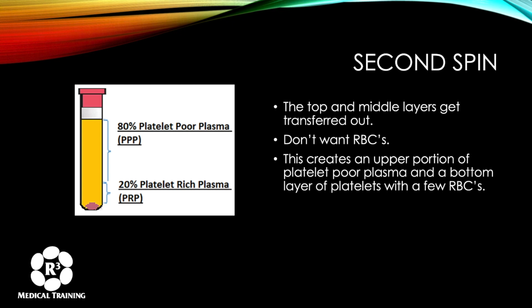Okay? When you do a second spin, what you're going to end up with is a large top layer, which is mostly platelet poor plasma. Okay? And then the platelets are going to spin to the bottom, and that's where your platelet rich plasma is. Alright, so PPP and PRP. Okay?